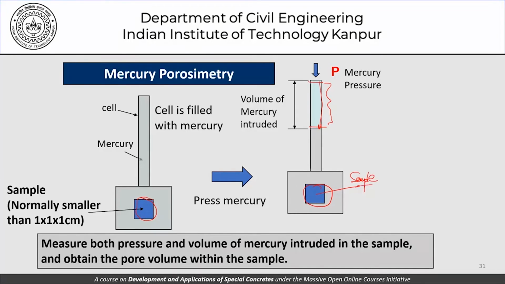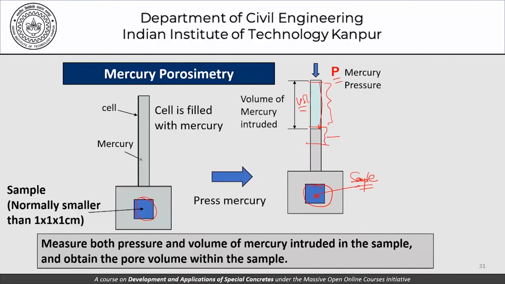And once we know what pressure we have applied, we know that equation, then we will say that this is the amount of volume of pores which will get filled in this material at pressure P. We go to the next pressure step. Again, a certain amount of mercury will be intruded. Let's say it's that much.